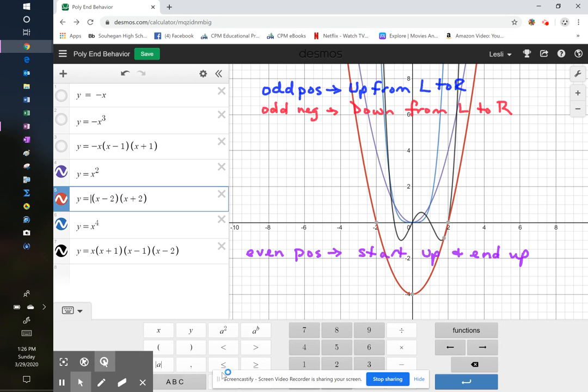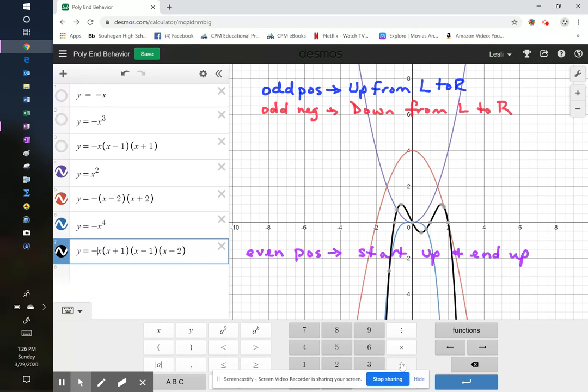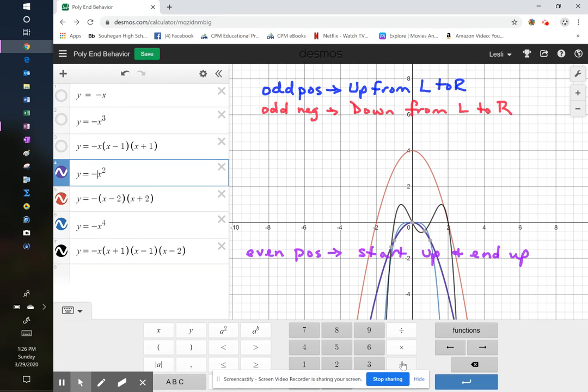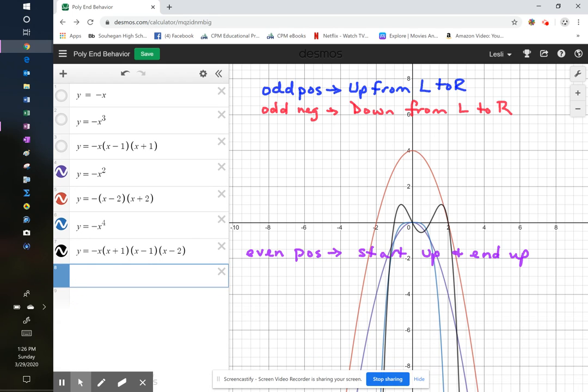So will we just flip, and will it be the same when our coefficient is negative? Oops, forgot one. Now you can see that all the graphs did indeed change the way we thought they might. And if I have an even with a negative coefficient, we start low and end low.